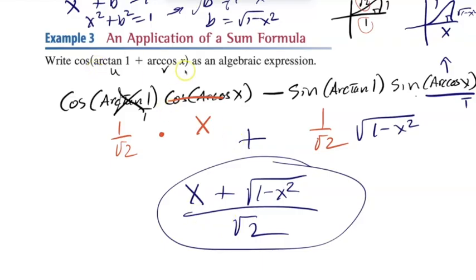But really, you're just following the formula and just following the mathematics. That's my u and v: cosine of the first, cosine of the second, minus sine of the first, sine of the second. How does arctan work? You build a triangle with tan of 1. How does arc cosine work? You build a triangle with cosine x, and then follow from there.